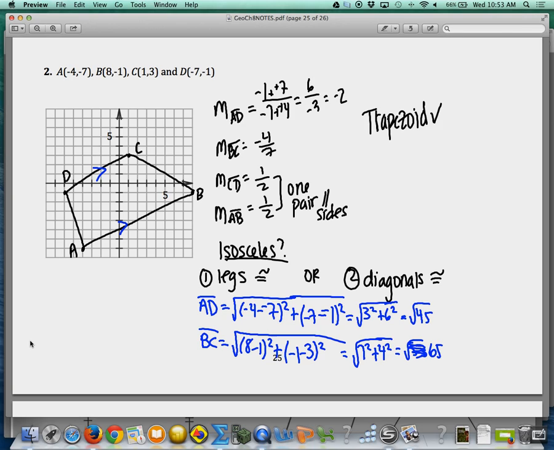Thank you. Okay, what did this tell us? There's not congruent legs. Not congruent legs, so it's not isosceles. Could it be? No, definitely not.